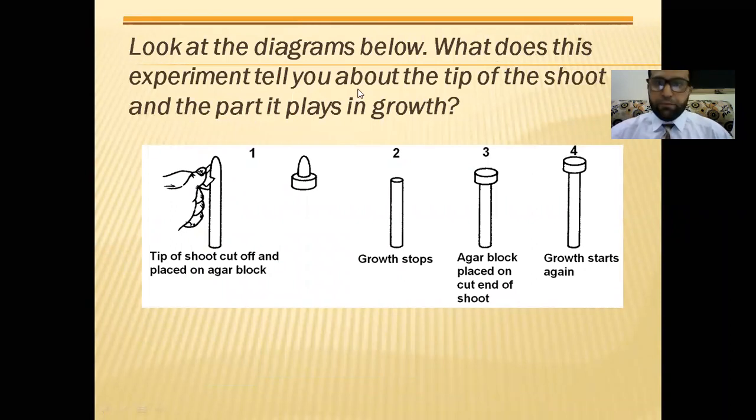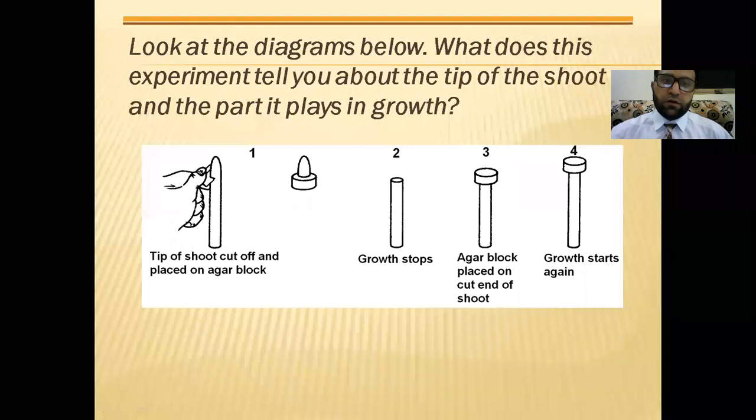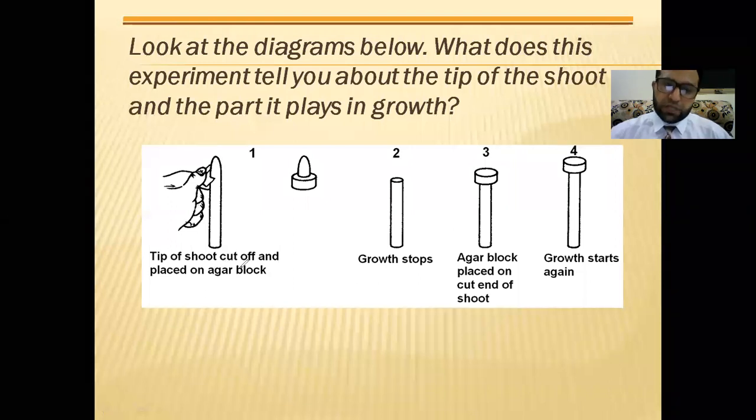Look at the diagram below. What does this experiment tell you about the tip of the shoot and the part it plays in growth? Tip of shoot cut off and placed on agar block. When we cut off the tip of this shoot and place it above the agar block, after that, when we observe, growth of that shoot stopped.